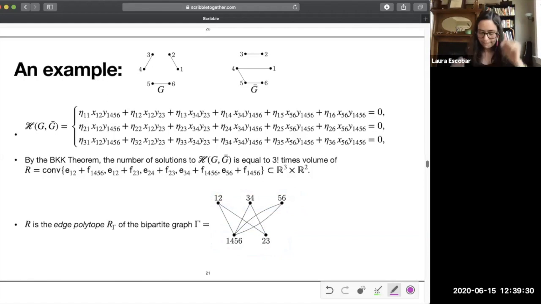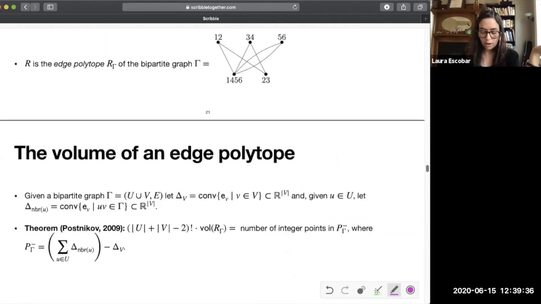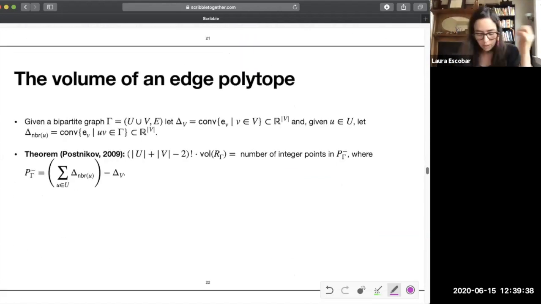So Poznikov told us how to compute the volume of these polytopes. So how do we do it? This is a bit technical, but I guess the takeaway from this slide is just that you can compute the volume of edge polytopes by counting integer points in some other very concrete polytope.